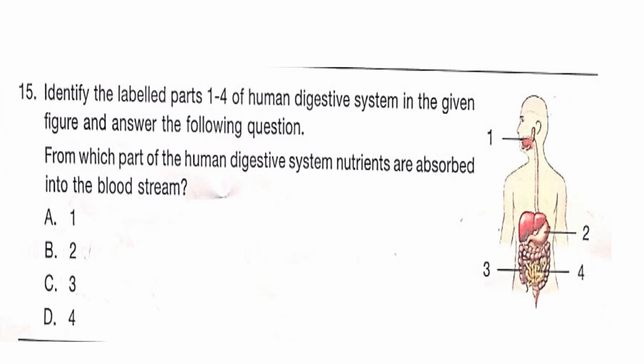Question number 15. Identify the labeled parts 1 to 4 of human digestive system in the given figure and answer the following question. From which part of the human digestive system nutrients are absorbed into the blood stream? It is small intestine. And if we check in the picture, one is mouth, second is stomach, third is large intestine, and fourth is small intestine. That is, answer is option D, 4.